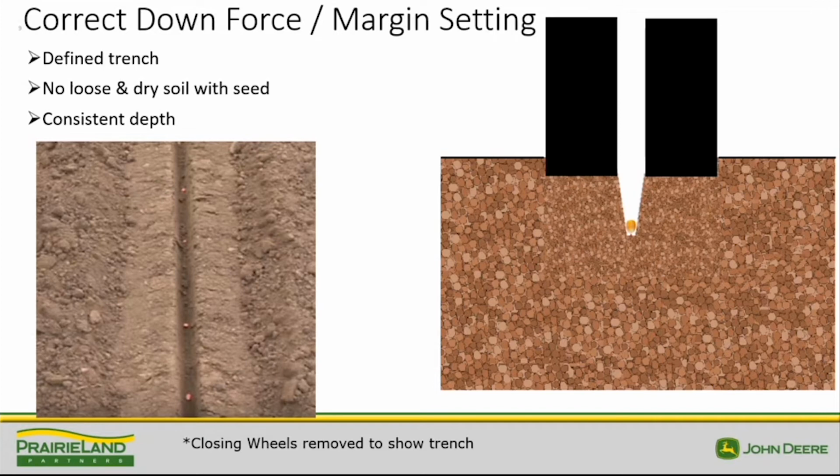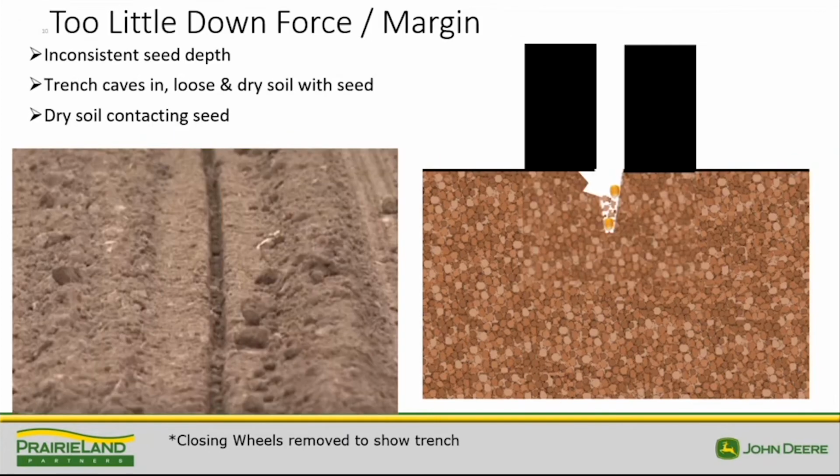So the trench has to stay intact that length of time. So we don't want loose soil falling in around those little kernels. We want those little kernels in the bottom of the trench where it's always going to be the most moist. Now, what happens if you don't have enough downforce, which results in low margin, is you have inconsistent seed depth. The trench falls in and dry soil is near the seed. And then when we close it, we have dry soil around the kernels and they don't start germinating. So that is the problem with the trench collapsing: we have dry soil around the kernel.